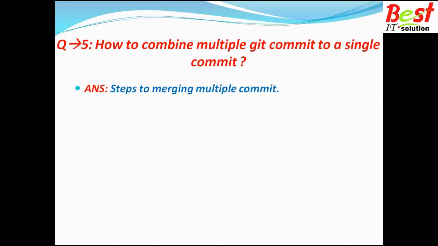How do we combine multiple git commits into a single commit? Suppose there are a number of commits, but we want to merge them and make it a single commit. How can we do it?